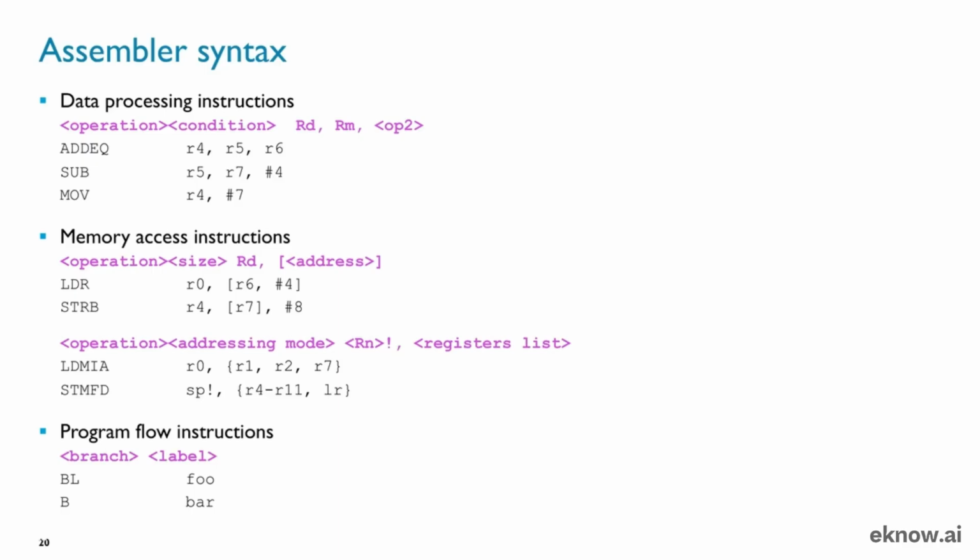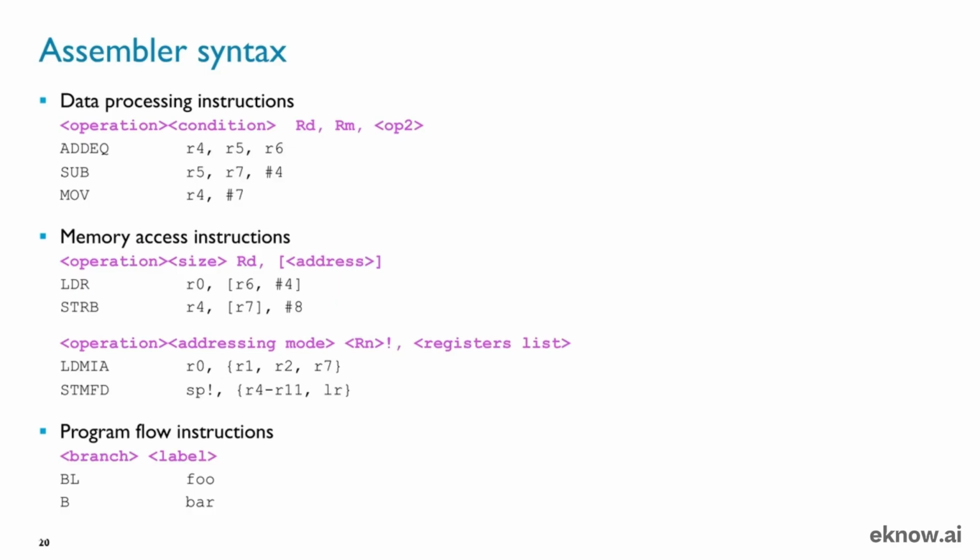Look at the first example. ADDEQ R4, R5, R6. This means if the equal flag is set, then add the value in register R5 to the value in register R6 and store the final result in register R4. The next one, SUB R5, R7, #4, is a subtraction. It takes the value in R7, subtracts the immediate value 4, the hashtag symbol tells us it's a number, not a register, and puts the result in R5.